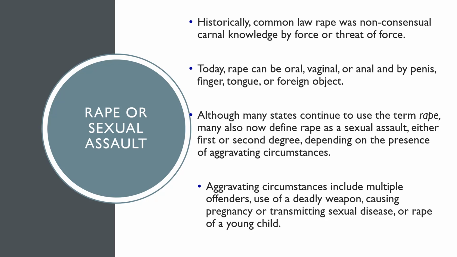And it was really seen that women were essentially an extension, almost a possession of the male, the person in charge of the family. And to rape the woman was an injury to the man as well, as strange as that sounds today. But historically, common law rape was a non-consensual relationship accomplished solely by force or threat of force. Now, today, rape can be oral, it can be vaginal, it can be anal, it can be accomplished by a penis, a finger, a tongue, or a foreign object. Now, many states continue to use the term rape, but they bring a lot of things into it that classically were not seen as rape.